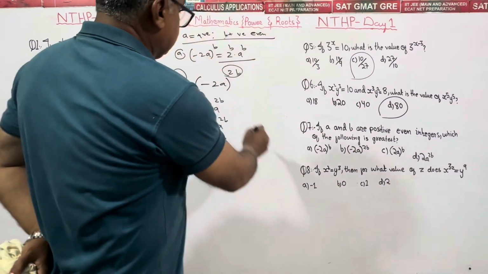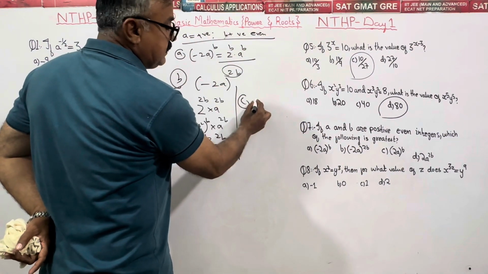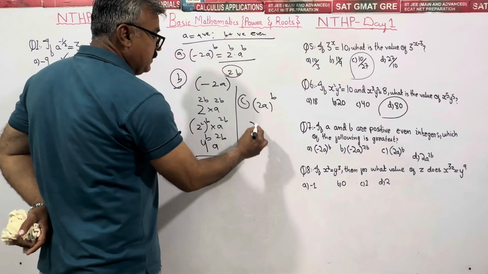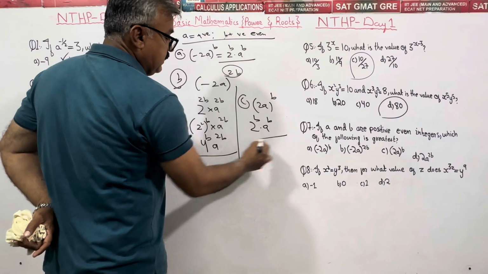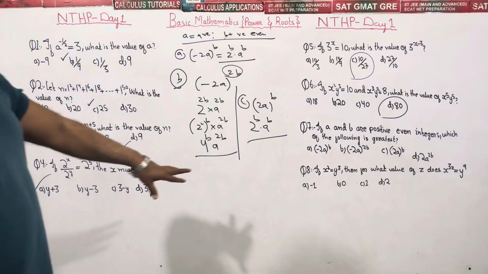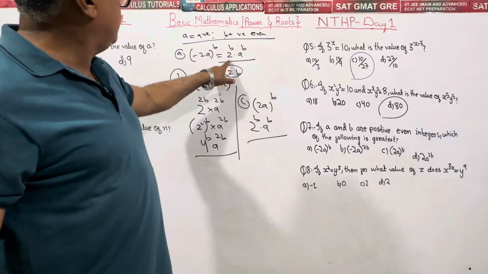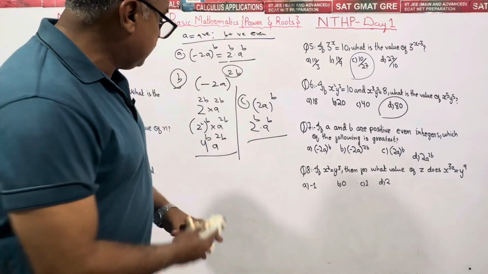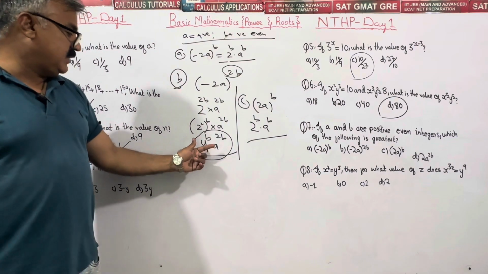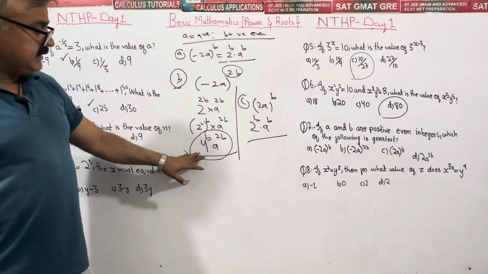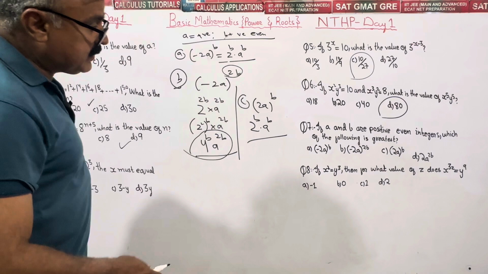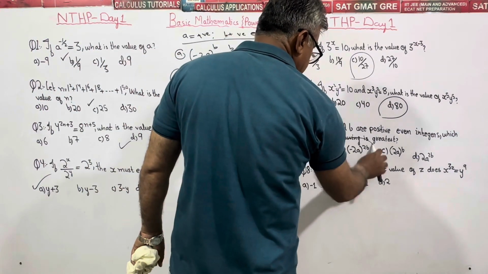Option C is 2a raised b, which is tantamount to 2 raised b times a raised b. What about the last one? It's a tiny one. Now we have to compare which one is the greatest. Look, that's our simple one. 4 raised b times a raised 2b is going to be the greatest, as a and b are both positive even integers. It is the greatest quantity. So our option number B is the right option in that case.